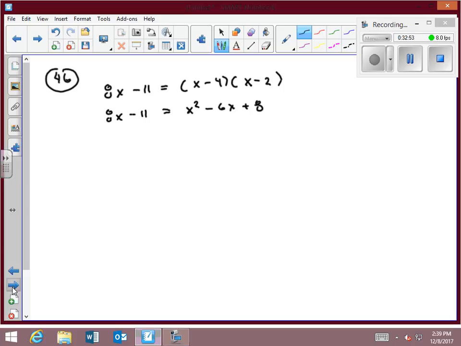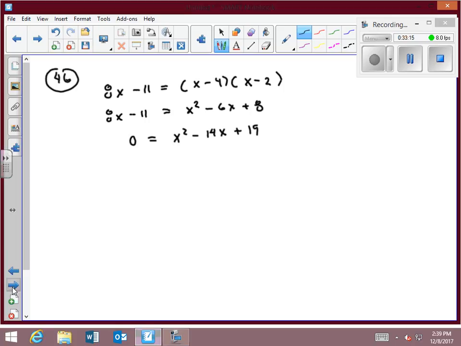Okay. Now we're going to get 0 by itself. So I'm going to go 0 on the left, x squared. That 8x is going over negative, right? Minus 14x. That 11 is going over positive, plus 19. Is that right?